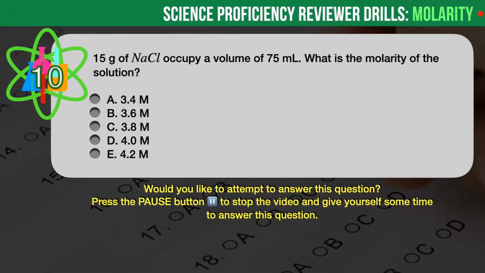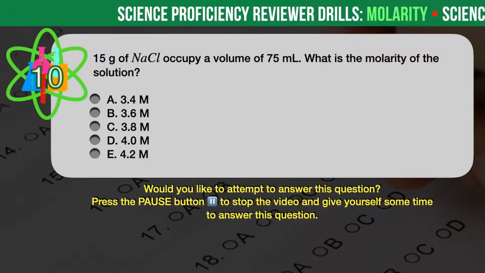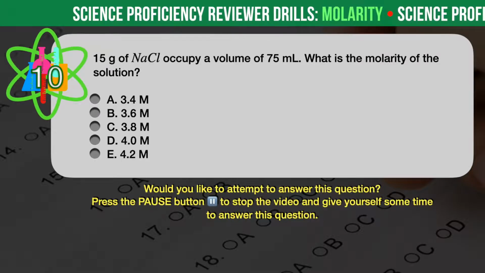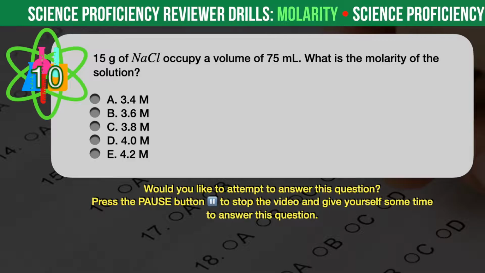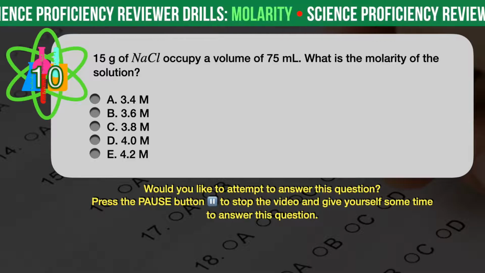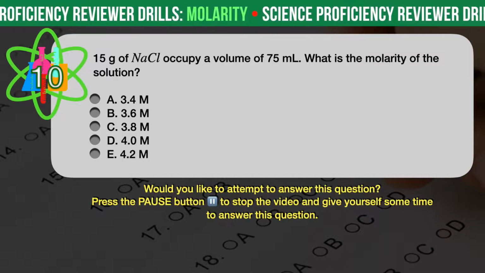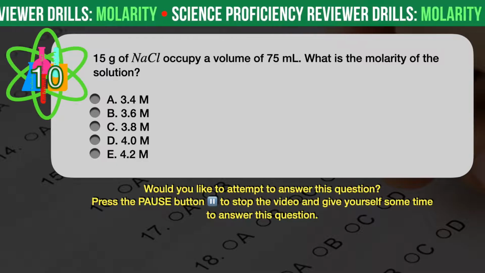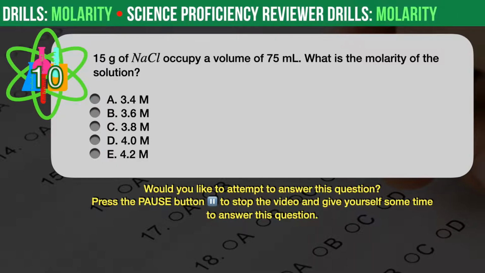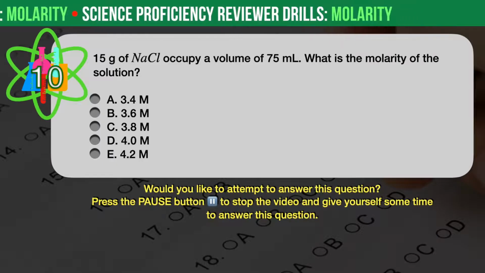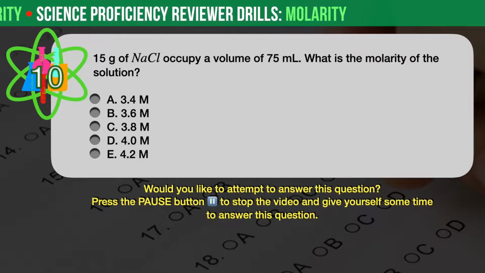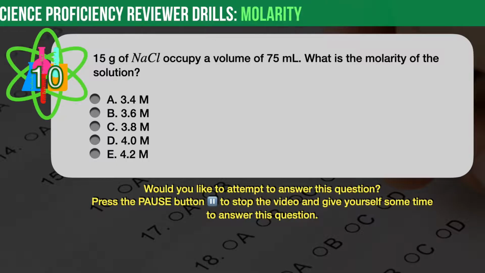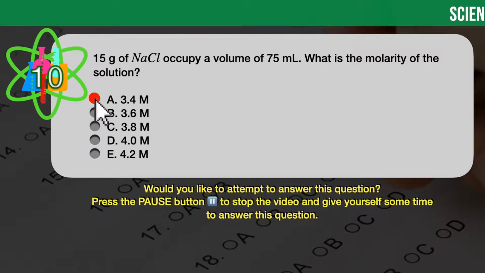Drill question number 10. 15 grams of NaCl occupy a volume of 75 milliliters. What is the molarity of the solution? A. 3.4 M. B. 3.6 M. C. 3.8 M. D. 4.0 M. E. 4.2 M. The correct answer is A.